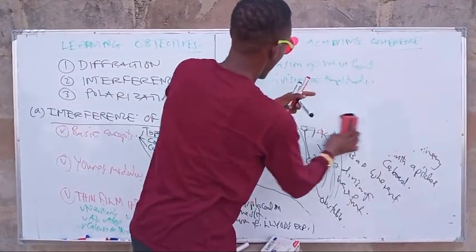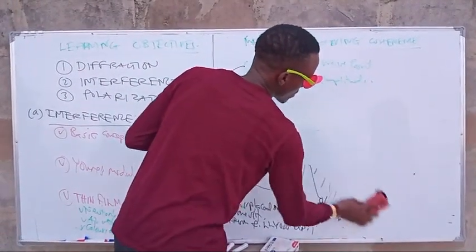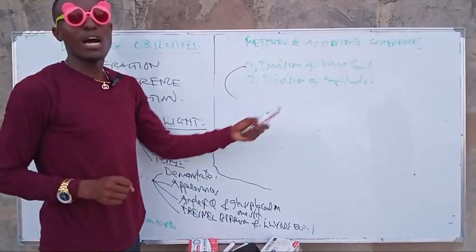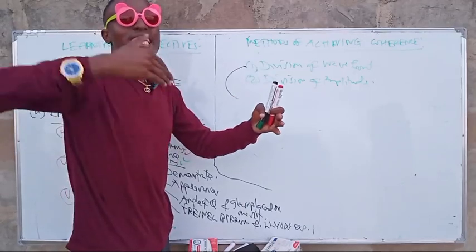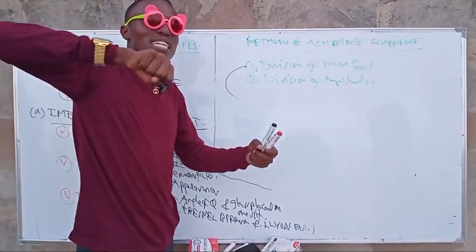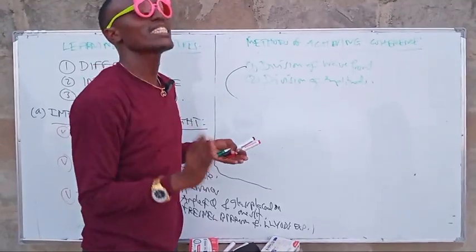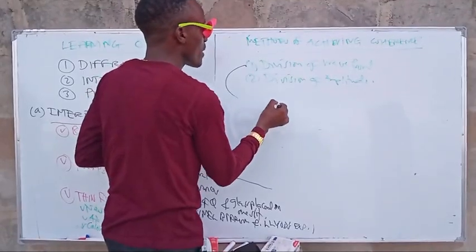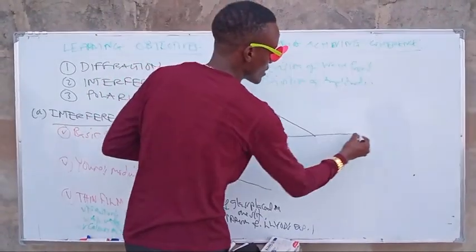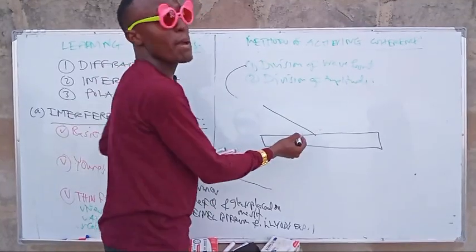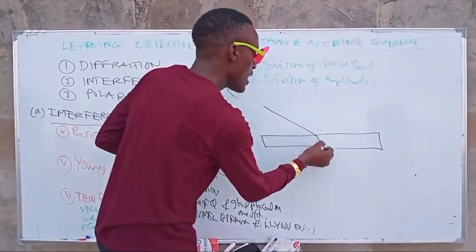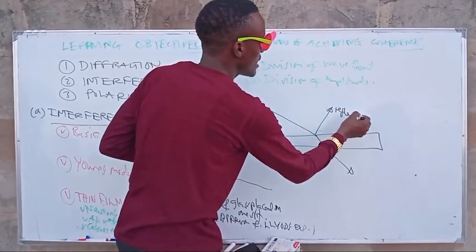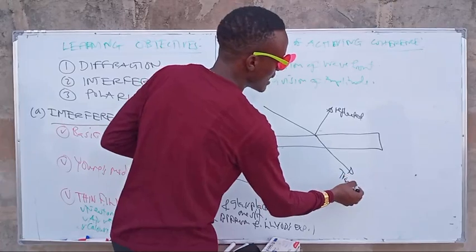But how about the division of amplitude? How can you divide the amplitude? Talk about the division of amplitude now. You take the source of light and illuminate it on a transparent surface, such that it is allowed to reflect and to transmit. This is the method of achieving coherence whereby light is illuminated on the transparent medium, part is transmitted and the other part is reflected.